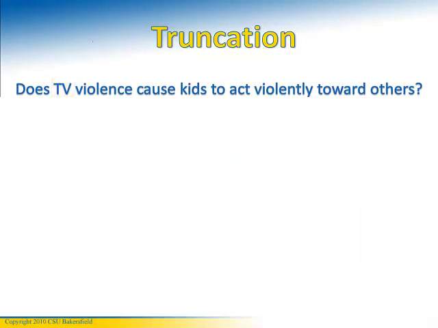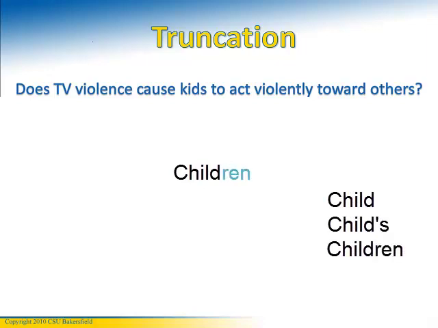To see another example of truncation, we'll take the word kids and use the more formal term child. To truncate child, we'd put the asterisk after the D so that we'd get child, child's, children, and children's.